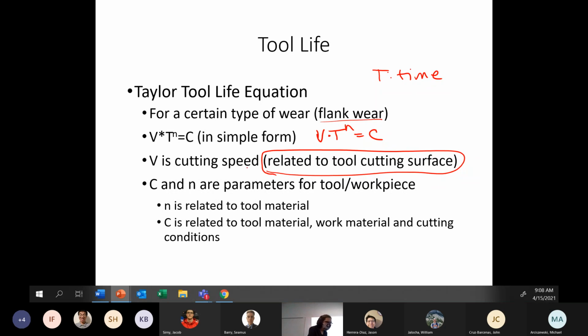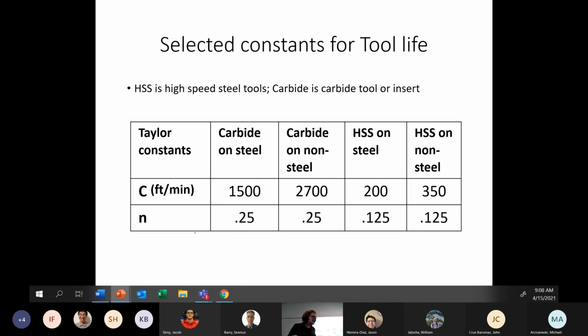So the cutting speed here is going to be that speed, in feet per minute or inches per minute, of the cutting surface with the material, which is different than what our spindle speed is. Okay, so N and C are related to the material. So let's look at a small table of some examples. Notice now our units get interesting.